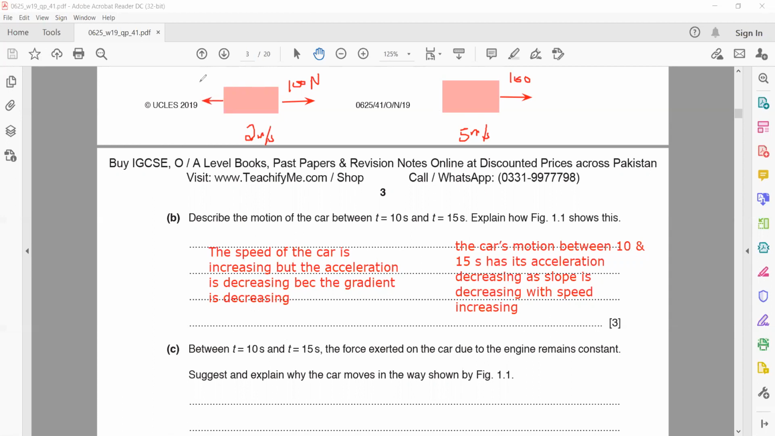So even though the force from the engine is constant, because the car speed is increasing, the air resistance increases. And as the air resistance increases, what happens to the resultant force on the car? The resultant force will decrease. You can see in this one the resultant force will be 90 newtons, but in the other case the resultant force is 70 newton.